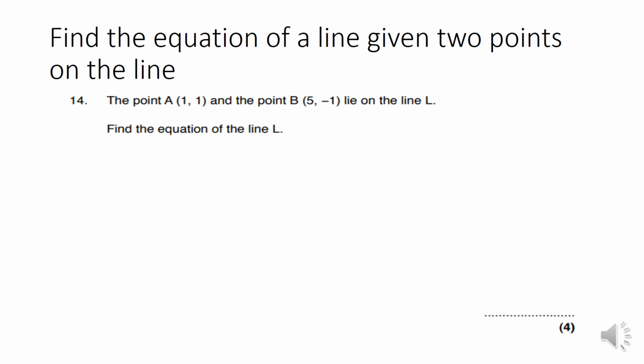So we've got our 2 points, and again, like what we did in the first example of this, we're going to work out the gradient first. Because if we've got y equals mx plus c, we've got 2 unknowns to get. You could, in theory, do it either way around, but I think it's easier to work out the gradient first. So let's work out the gradient. So m equals change in y over change in x.